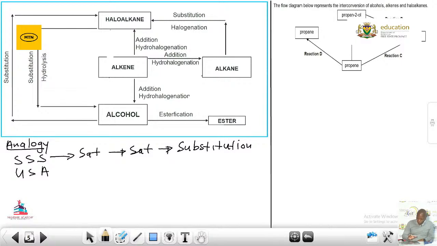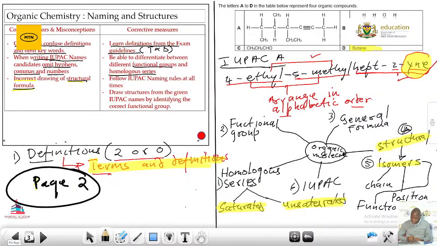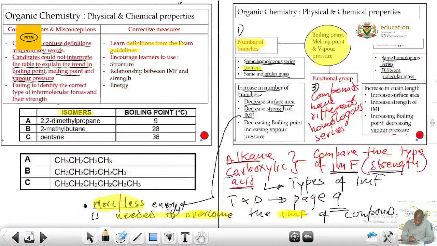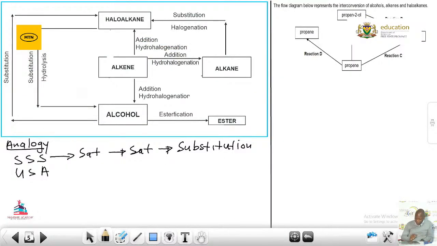When and how can one identify whether an organic molecule is saturated or unsaturated? It goes back to this specific slide, where I said that when we work with organic molecules and we are looking at a homologous series, we need to further extend it in terms of saturated and unsaturated. It is a build up from naming and structures.